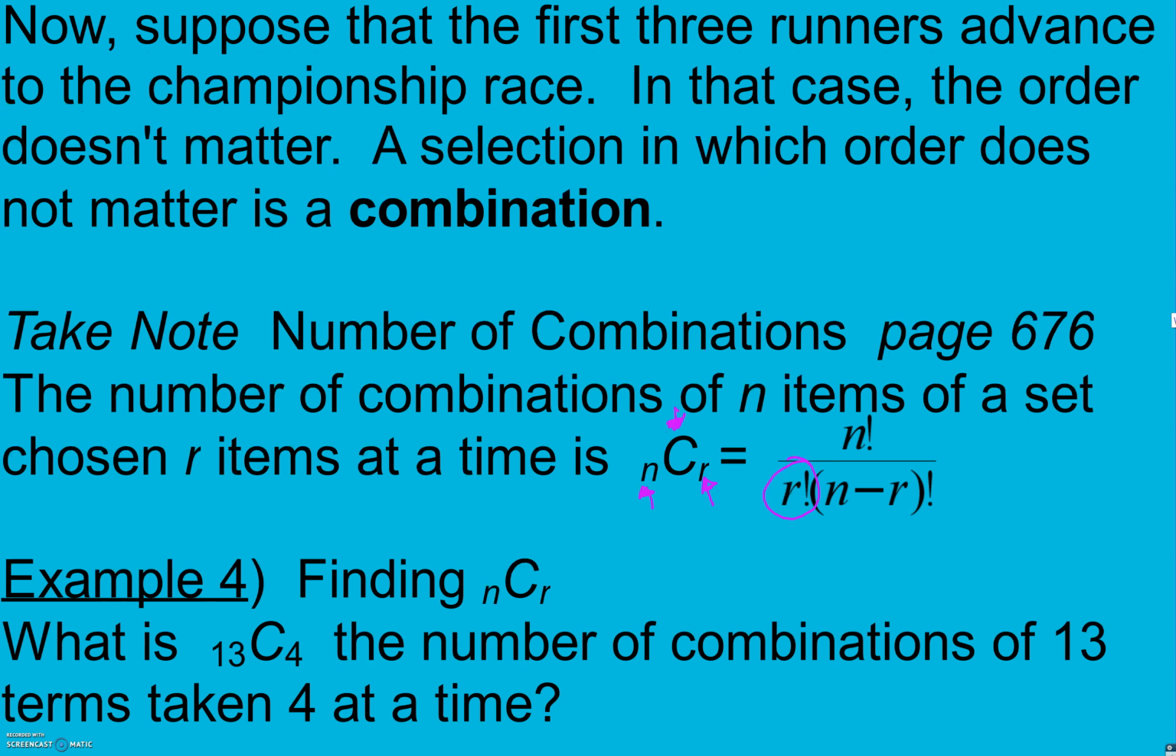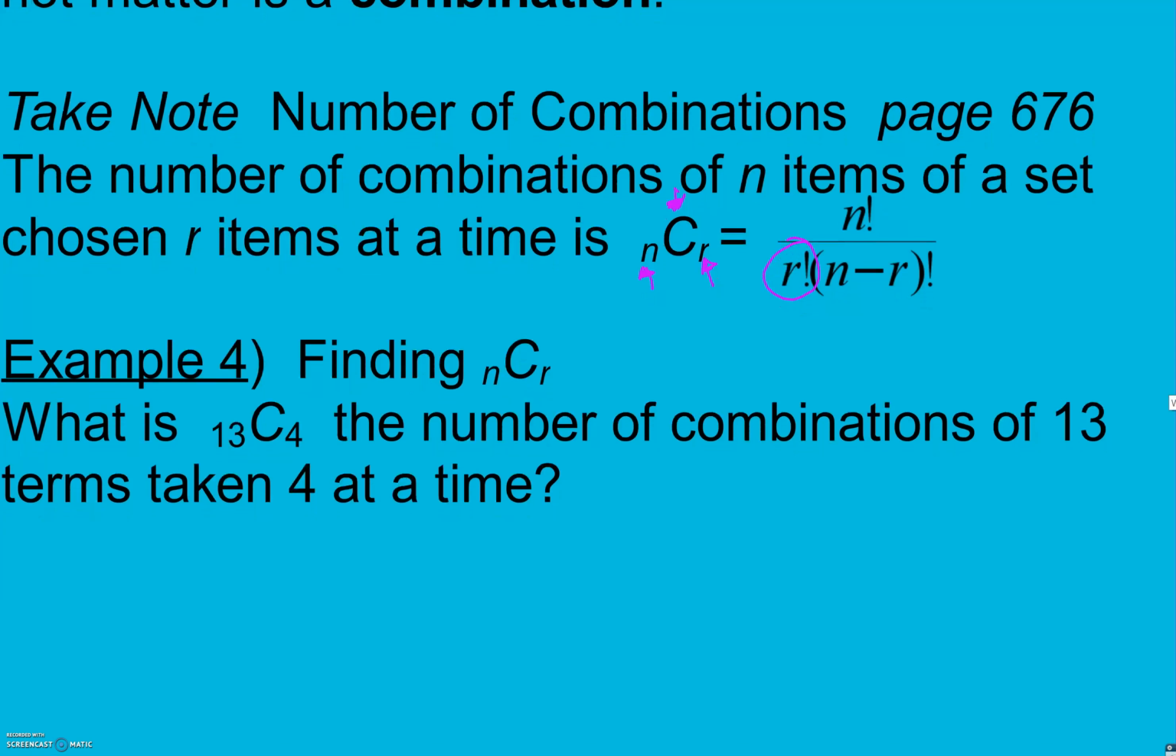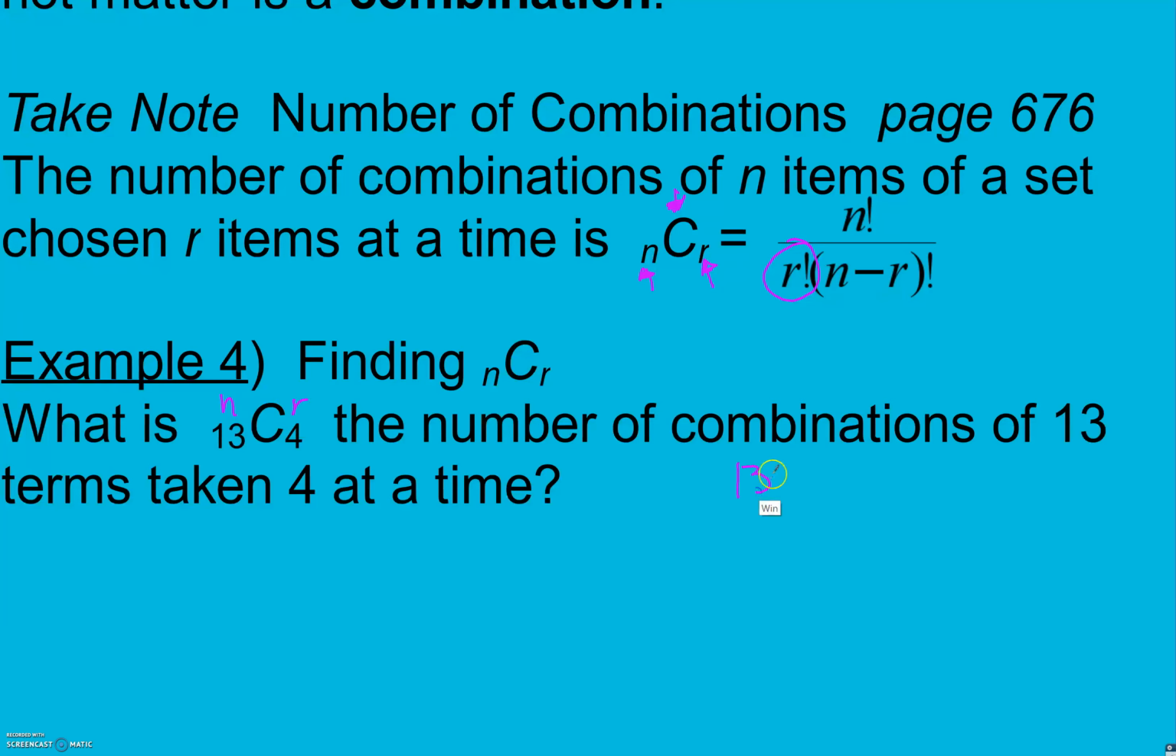Example 4, finding nCr here. What is 13C4, which is the number of combinations of 13 items taken 4 at a time. So our n value, our r value. 13 factorial over 4 factorial times 13 minus 4 factorial. 13 factorial over 4 factorial times 9 factorial.